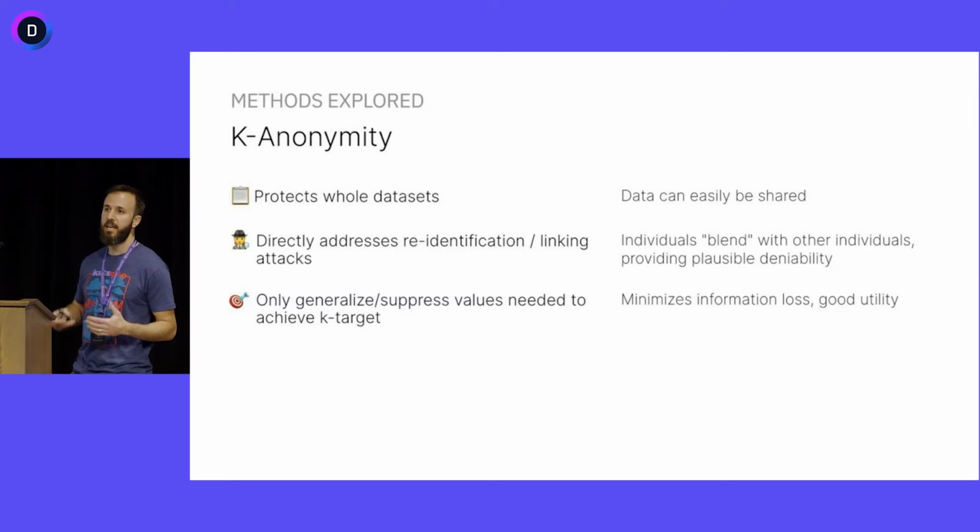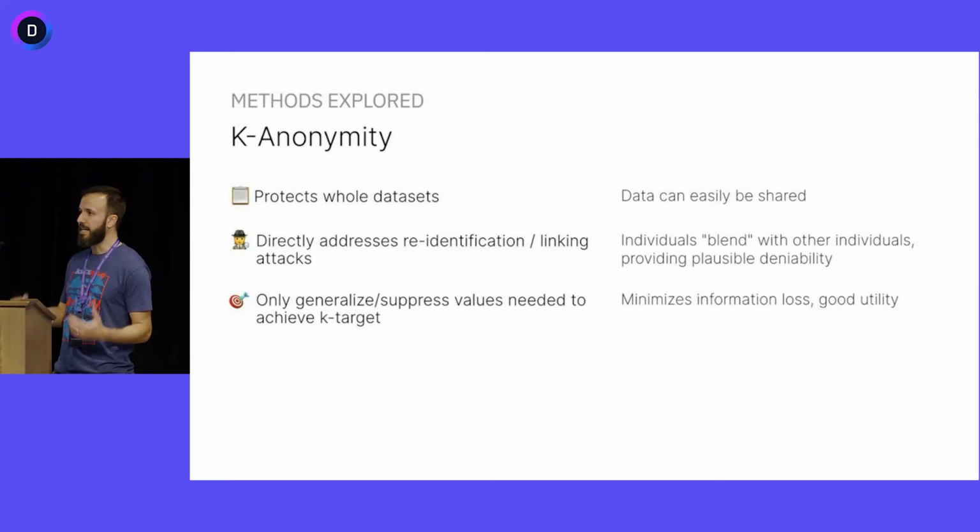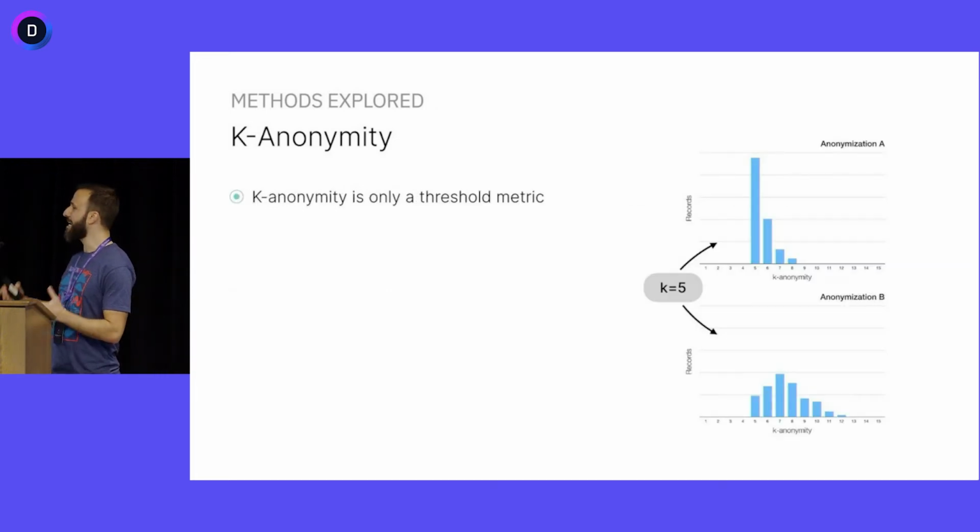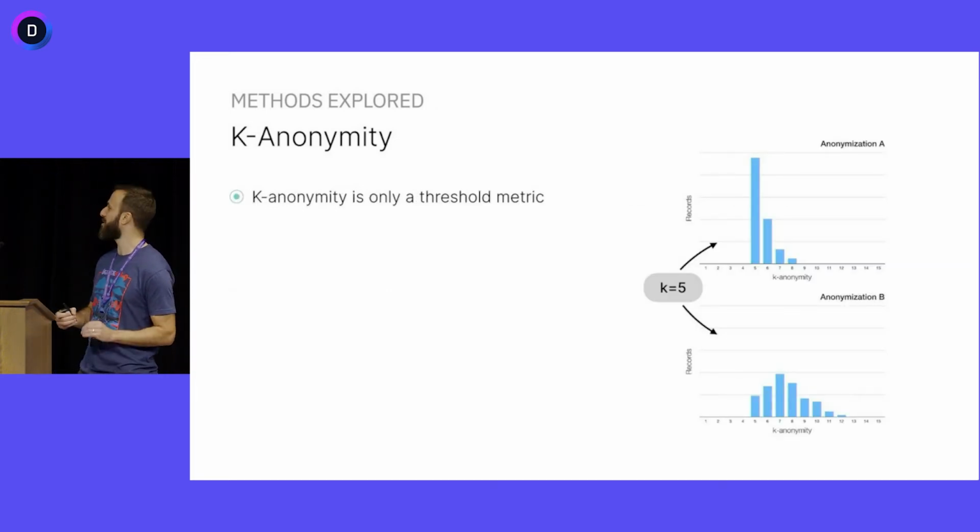And so this is nice. It protects whole data sets, so data can easily be shared. It directly addresses linking attacks, and it's intuitive to think about. And then we also only have to modify the data that is at risk based on our threshold. And speaking of thresholds, k-anonymity is only a threshold metric.